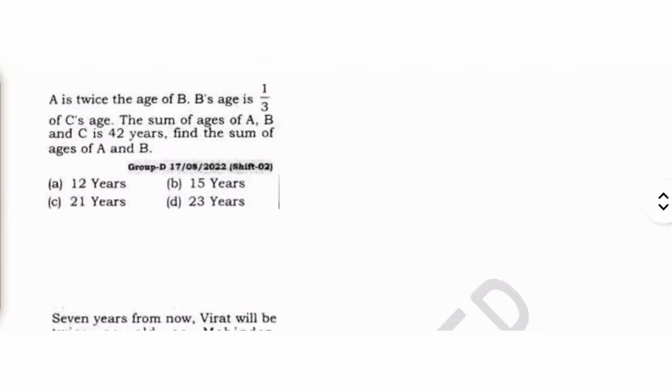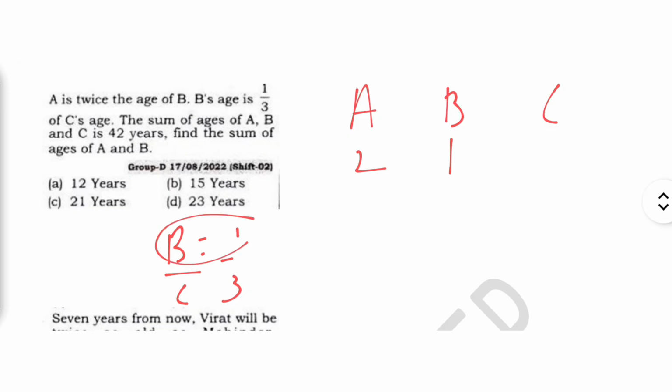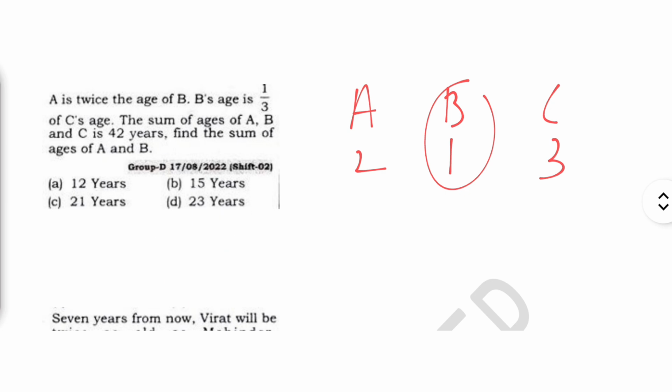We will write these ratios a, b and c. So a is twice the age of b. Okay, if b is 1, a is 2. And b is nothing but 1 by 3 of c. Okay, so here also b is 1, here also b is 1, so we need not balance, we can directly write c as 3.